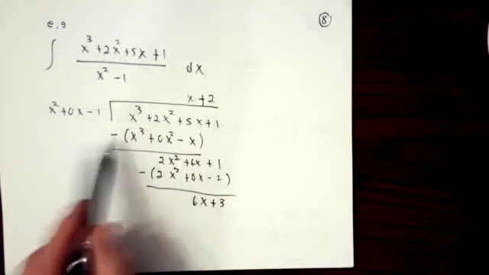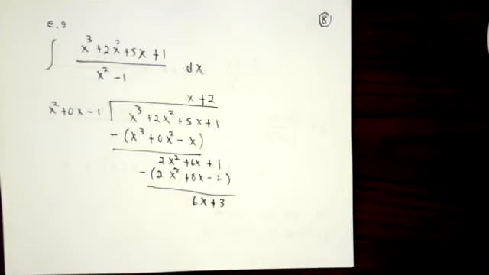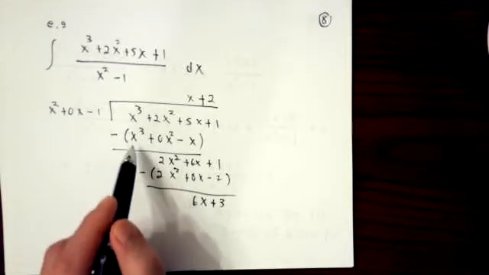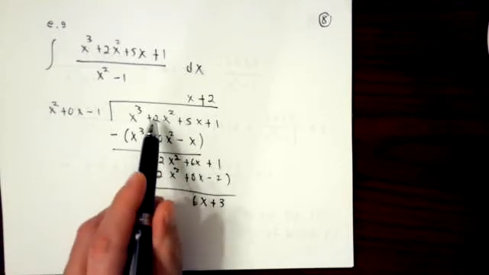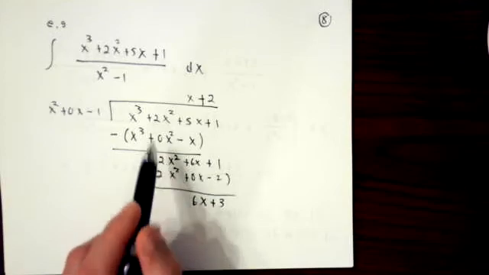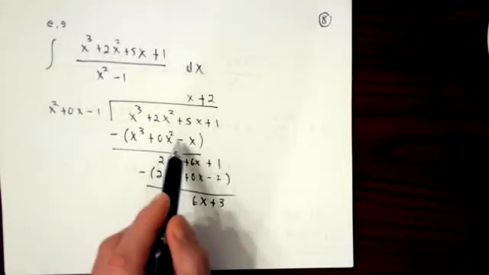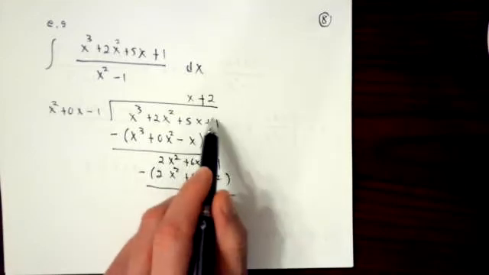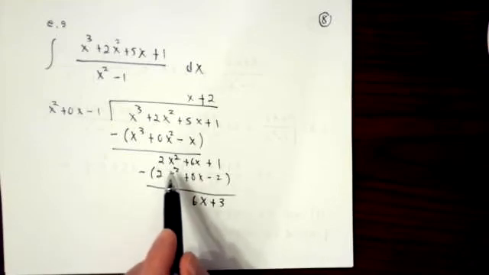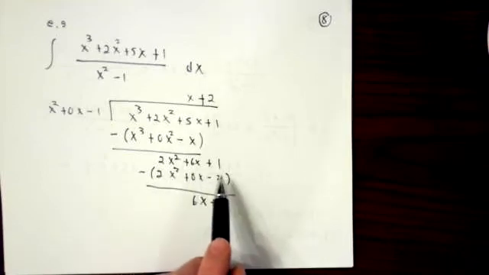Put parentheses around that and subtract away, just like you would do if these were digits in an actual number problem. 2x cubed minus x cubed is x cubed minus x cubed is 0. 2x squared minus 0x squared is 2x squared. 5x minus negative x is 6x, and then you bring down the next term. If this was actual long division, you would be bringing down the next digit. I'm now working with this thing, 2x squared plus 6x plus 1.